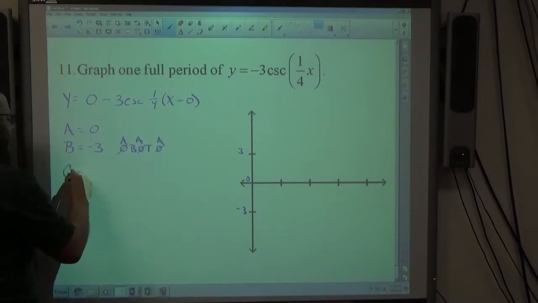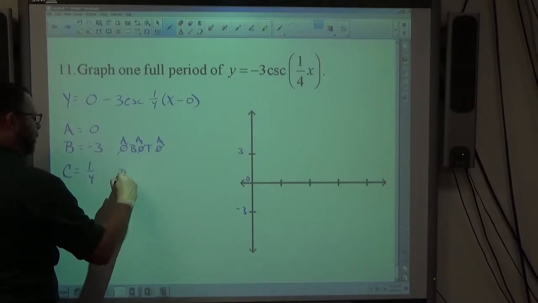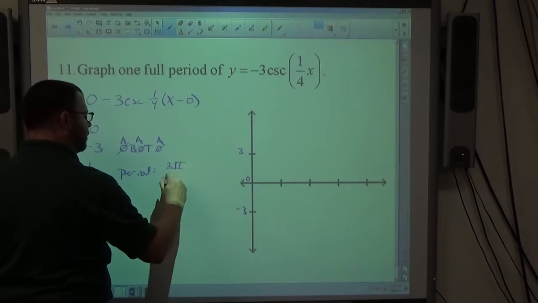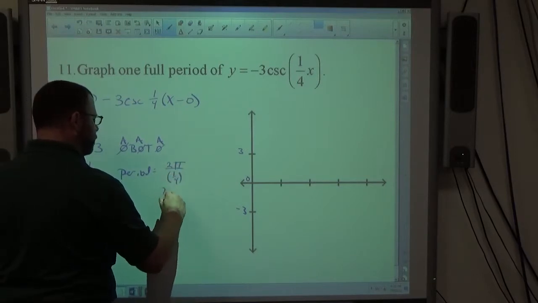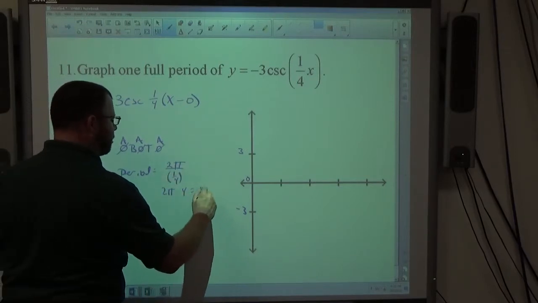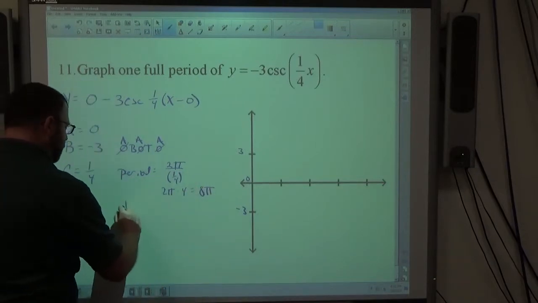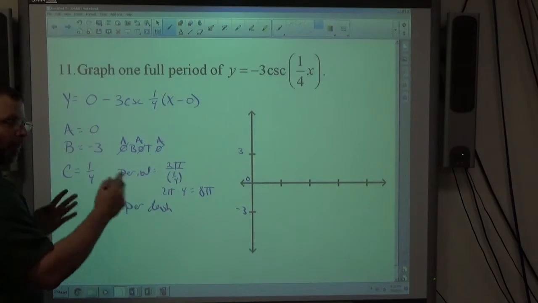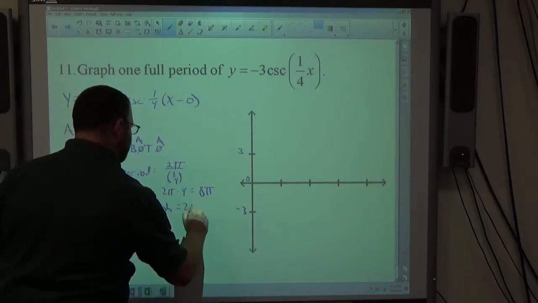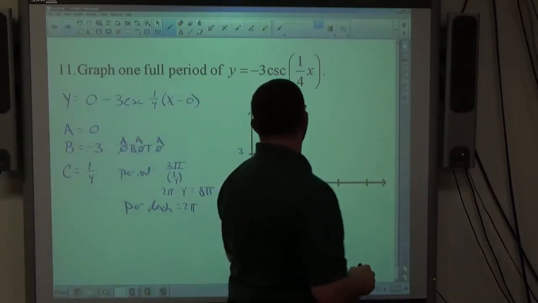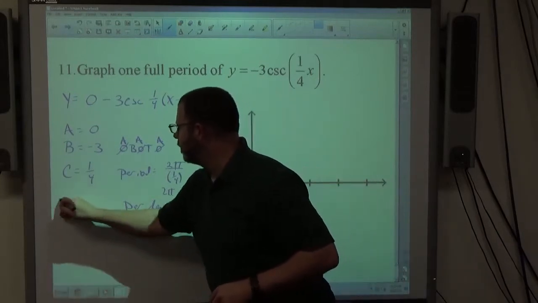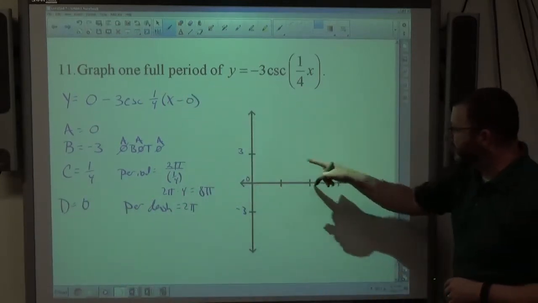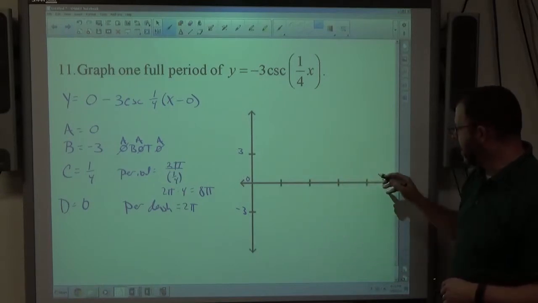All right, next I know c is equal to 1/4, which means the period is going to be 2 pi divided by a fourth, which is the same as 2 pi times 4 over 1, which is 8 pi, which gives me a period. Since we have 4 dashes, 8 pi divided by 4 is going to be 2 pi. So that tells me, of course, d is equal to 0. There's no phase shift, so I'm starting at 0. I'm going 2 pi per dash: 2 pi, 4 pi, 6 pi, 8 pi.